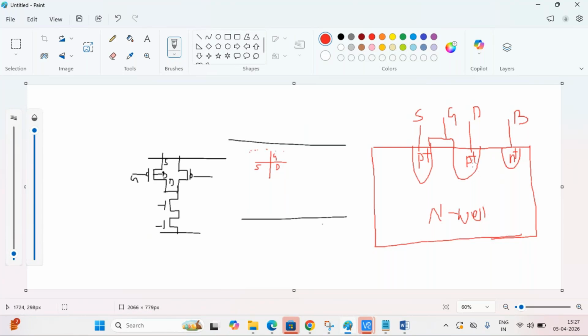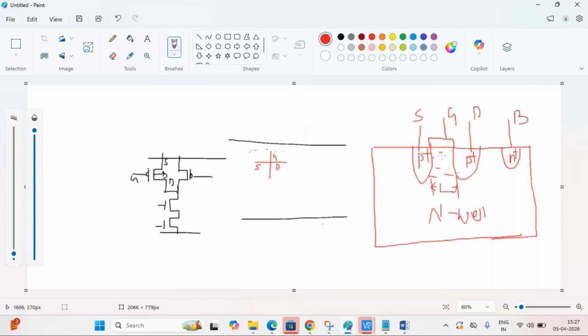The plus means, you might have studied p-type and n-type semiconductors, that the doping concentration is high, because current will flow. This is the channel. Whenever you see 14 nanometer, 16 nanometer, 5 nanometer, 7 nanometer, these are the channel lengths.